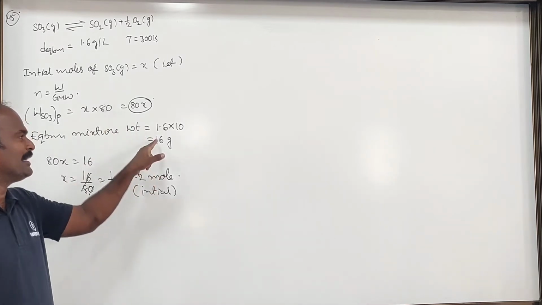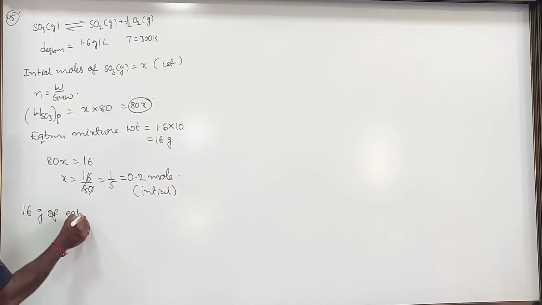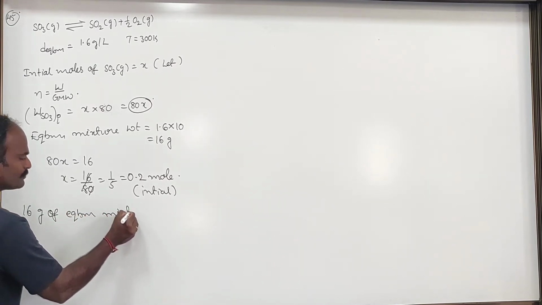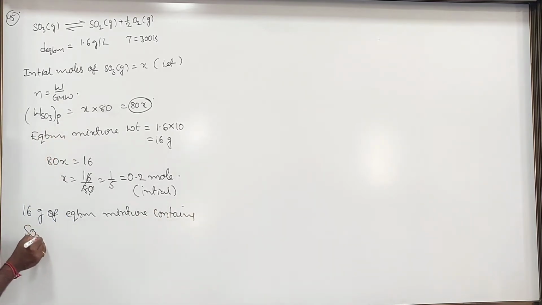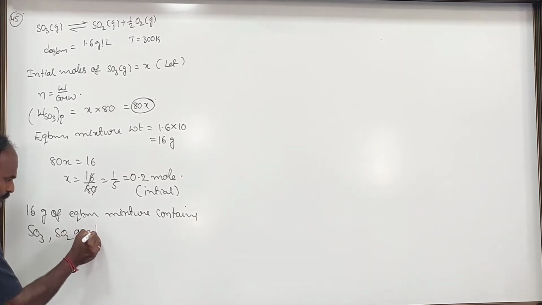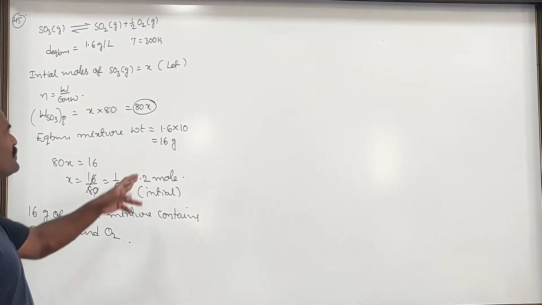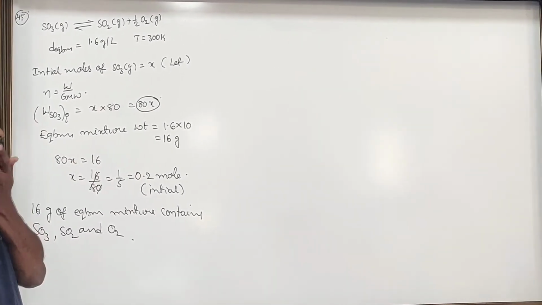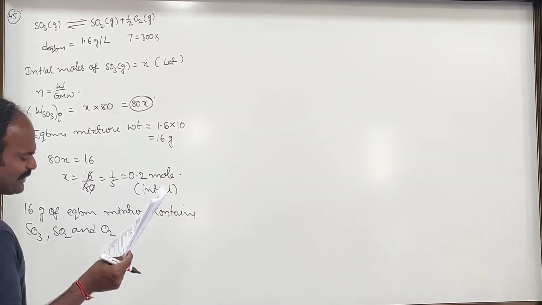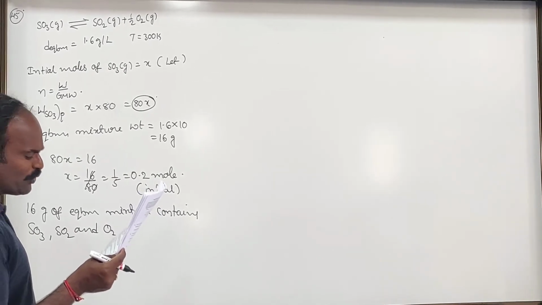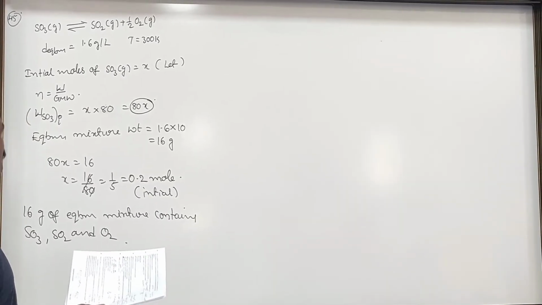Equilibrium weight you know. But these 16 grams of equilibrium mixture contain SO3, SO2 and O2. Actually, how much of each we have, we don't know. How many moles of each are present, that we also don't know. We know only the weight. What is possible is that the initial moles of SO3 is 0.2 moles, that we know. Is it possible to calculate the total number of moles of 0.5 moles at equilibrium?